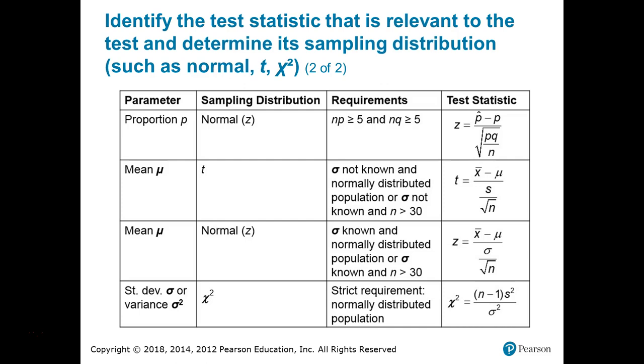So how do you convert it? You are using these formulas here. These formulas are going to be used in sections 8.2, 8.3, and 8.4. Section 8.2 is doing proportions, so we'll be using this test statistic then. Section 8.3 is going to be hypothesis testing for mean, and section 8.4 is going to be hypothesis testing for standard deviation or variances.